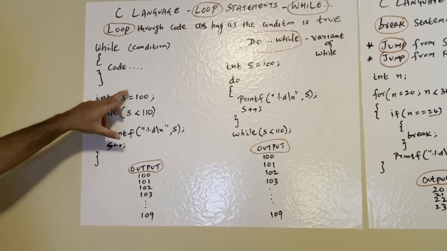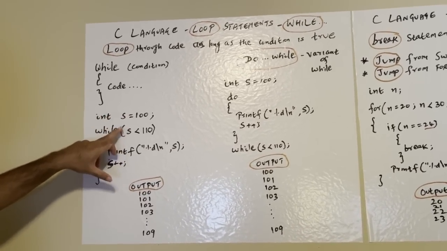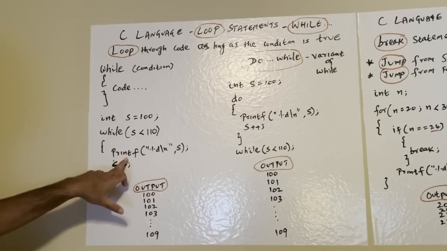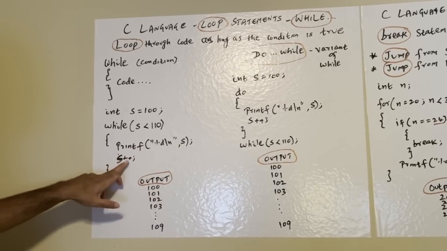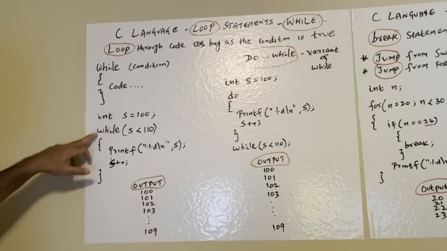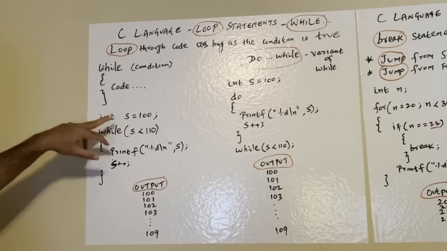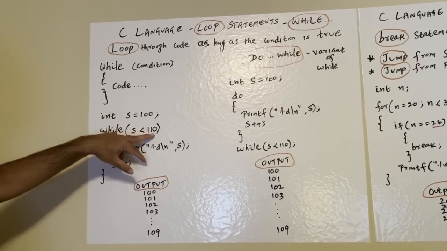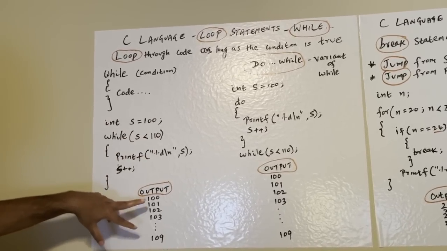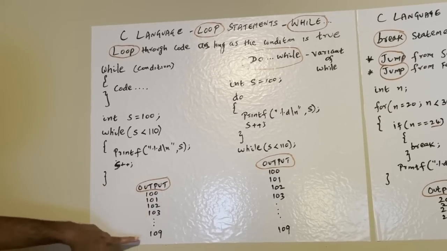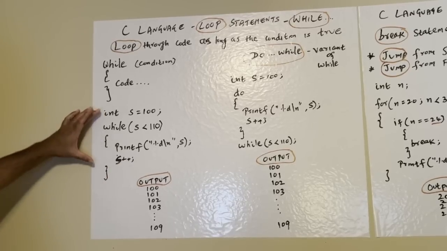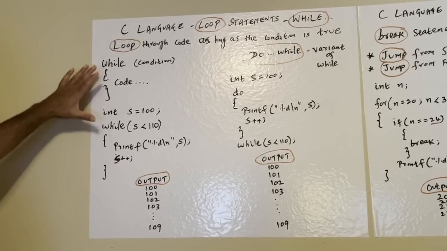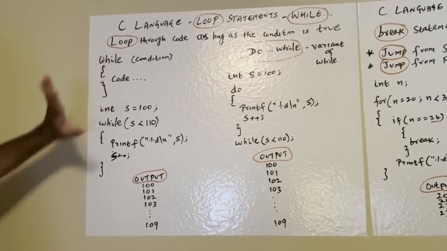The first time, s equals 100, so it's going to print 100. Then we say s++, which means plus 1. So it's going to loop around until s is no longer less than 110. It will be 101, 102, 103 until 109. This is the output you will get when you execute this program. This is one kind of while loop.